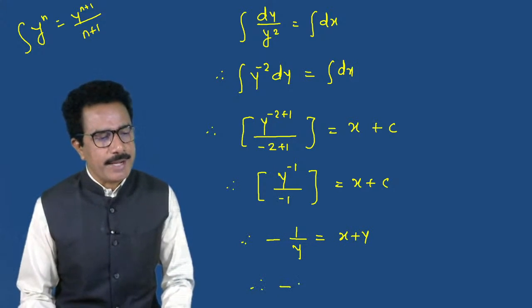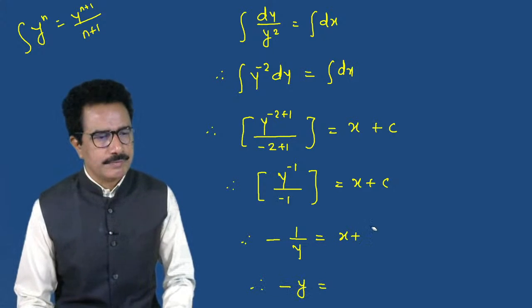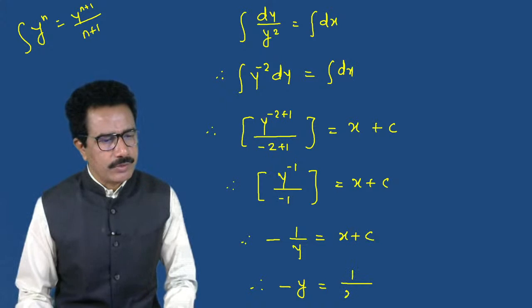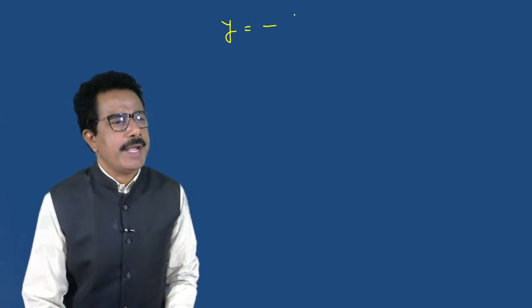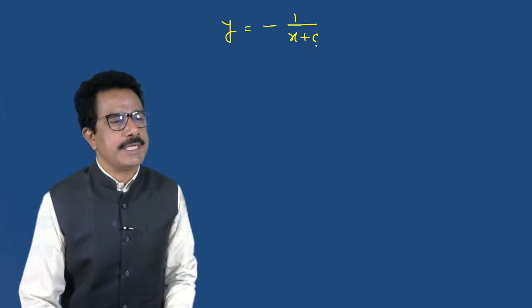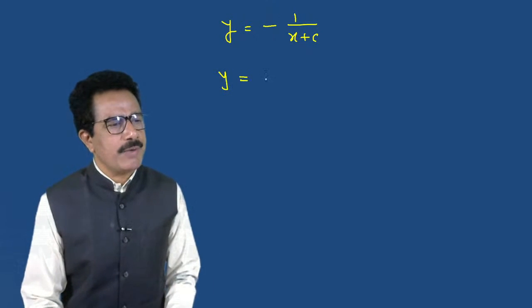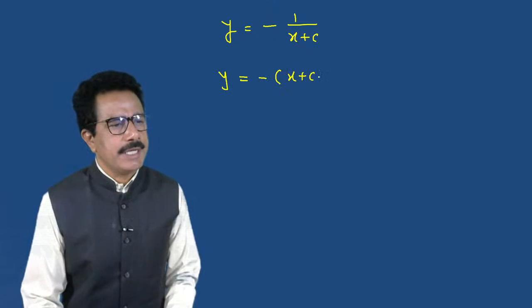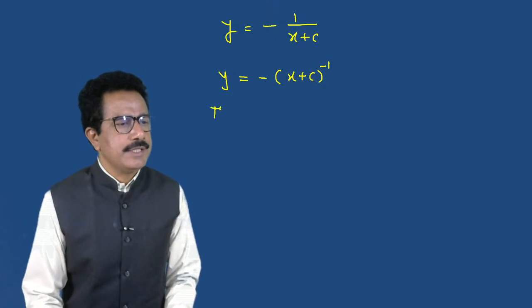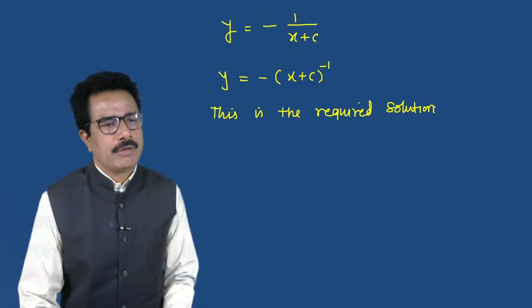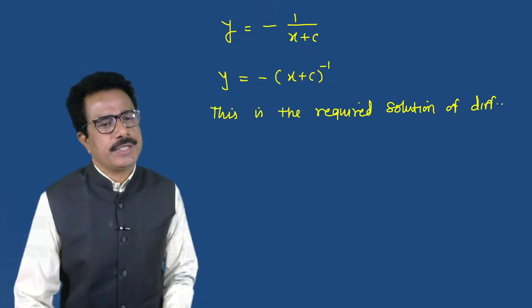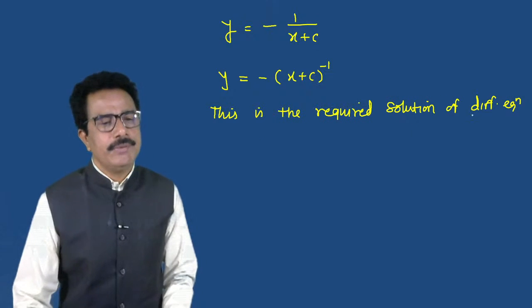Take the reciprocal of both sides: minus y equals 1 upon x plus c. Now take the minus to the right side. So y equals minus 1 upon x plus c, or it is also written as y equals minus (x plus c) raised to minus 1. This is the required solution of the given differential equation.